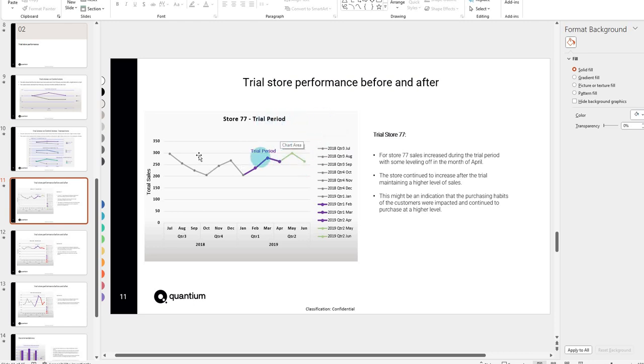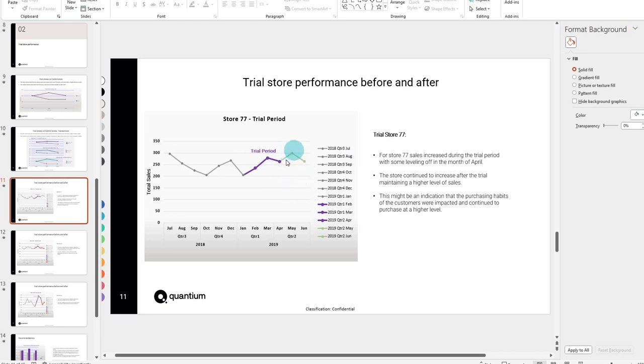So we can see with trial store 77, the sales were following pretty much the same pattern. And then here it increases above, almost reaching its peak, probably the second highest amount of sales, and then it decreases in April. But if you look after the trial period, the sales have maintained a high level, much higher than the period before the trial period. So it's maintained a higher sales amount, even though it's declining in the final month of June. It's still above the average. If this was the average line, 250, it's sitting above the average.